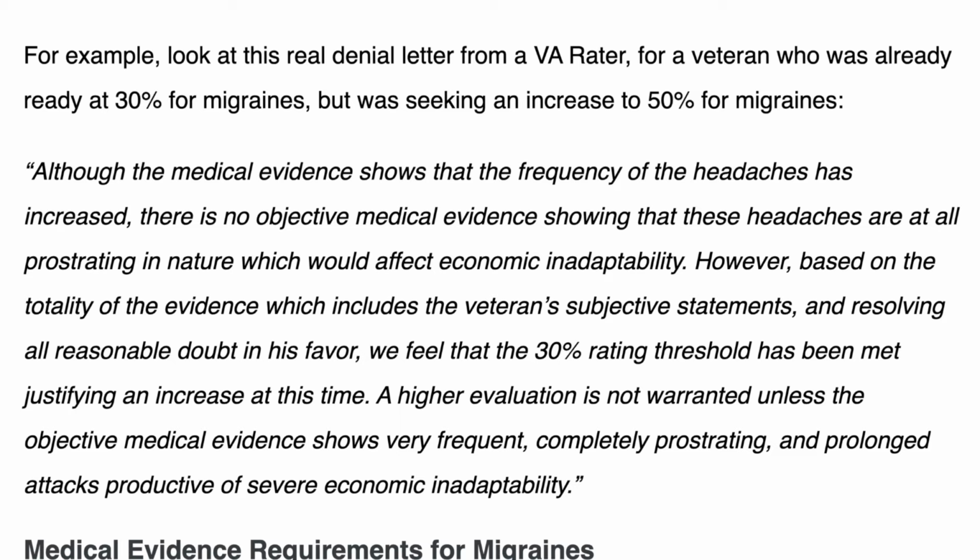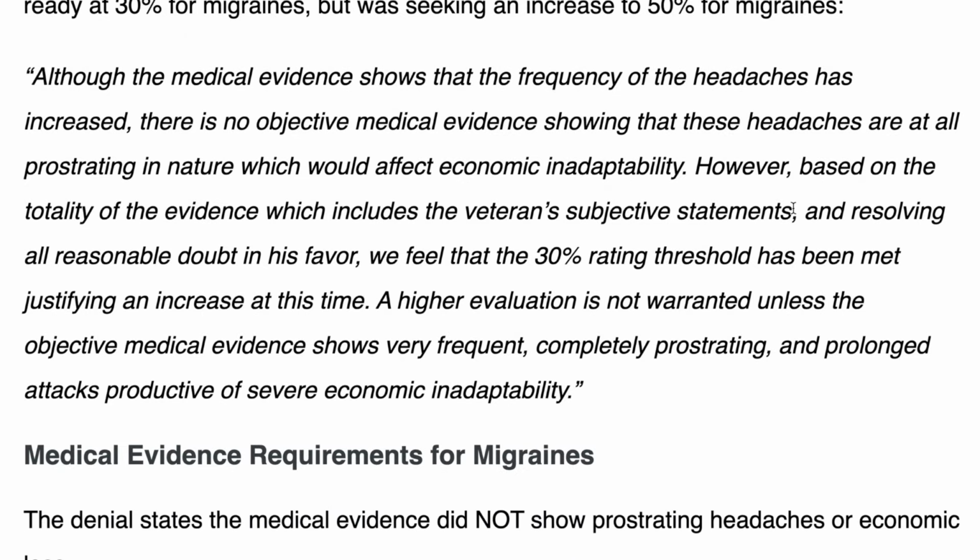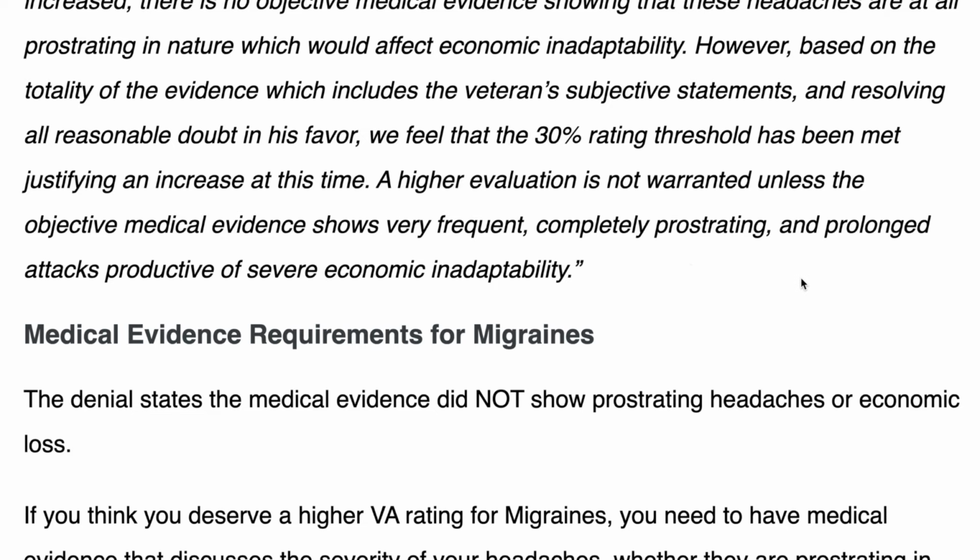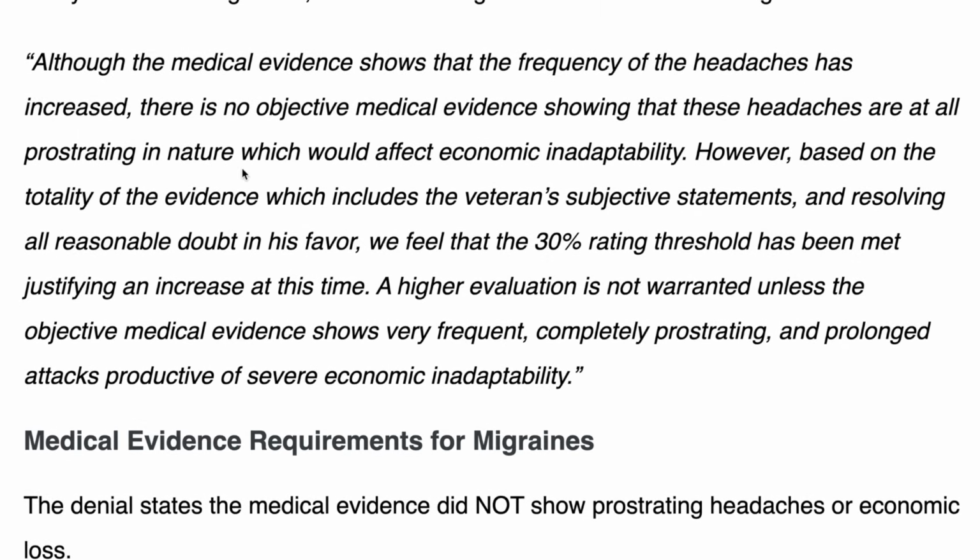So the VA rater is calling it out. I agree with the 30%. You did not make the case for yourself for me to believe that you're at 50%. And the main part of this is there's no objective medical evidence. So trying to do this alone without a doctor did not help this veteran here. They do concede that the subjective statements were helpful, but he didn't make the case for himself on the prostrating in nature part of it.